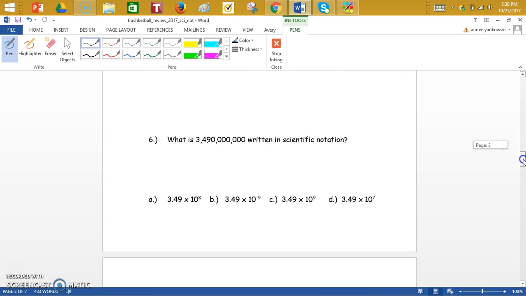All right. We're going to keep on going. Number 6, what is this number written in scientific notation? Well, we know this is a big, huge number, so I can eliminate anything that has a negative exponent. Let's see how many places over. 1, 2, 3, 4, 5, 6, 7, 8, 9. So this is 3.49 times 10 to the 9th power. There you go. Let's keep going.